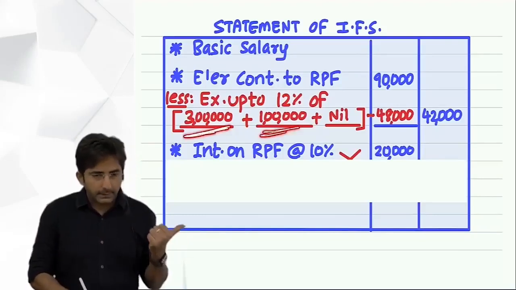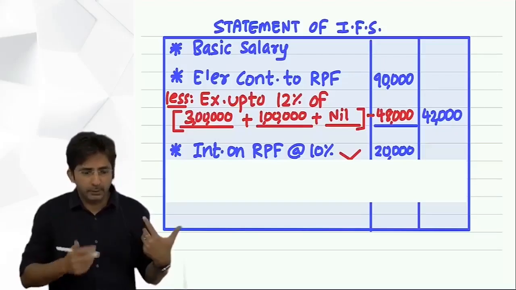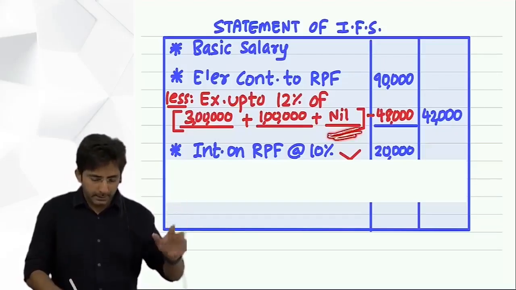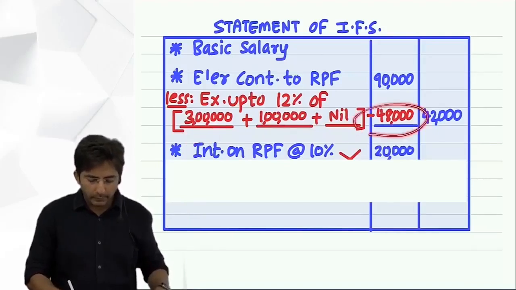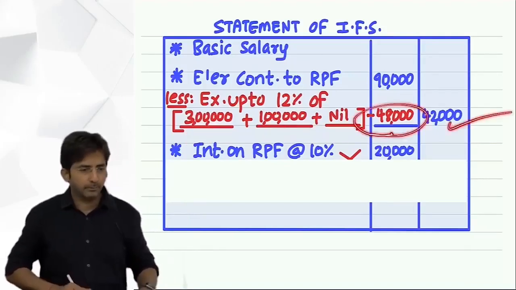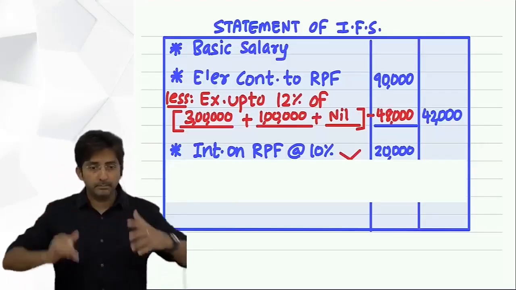And what is this? Dearness allowance. And what is this? Turnover commission. I have assumed in my question there is no turnover commission. This is basic, this is DA. So 12% of that, 48,000. Minus this, the balance goes in the outer column. So nothing new, I am just explaining how to solve this sum.